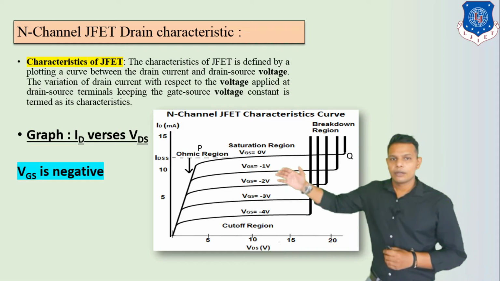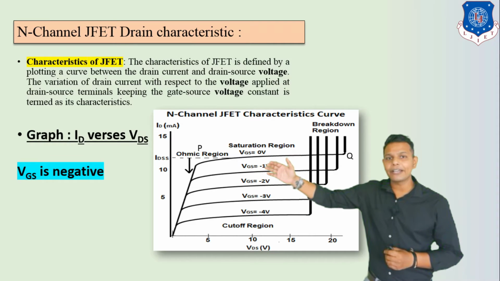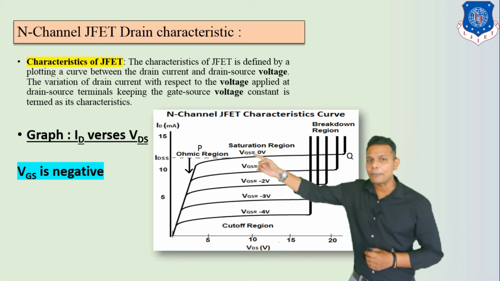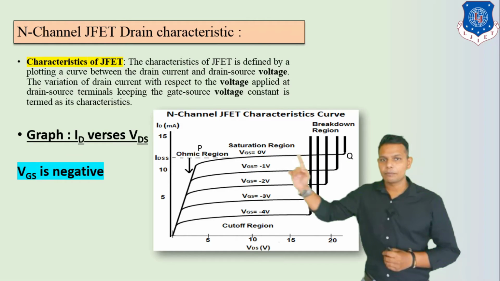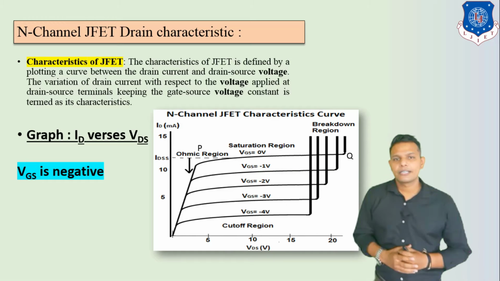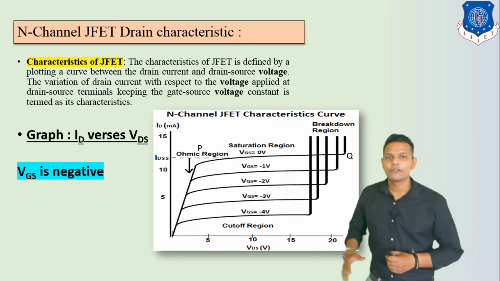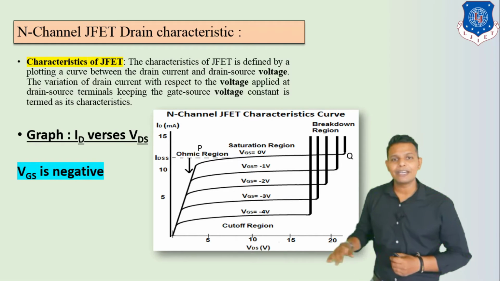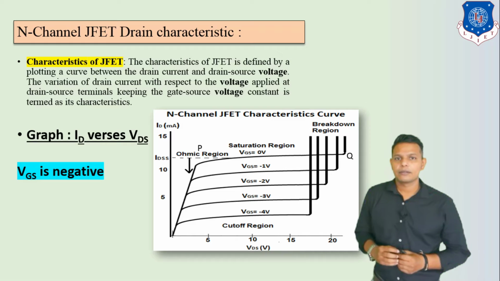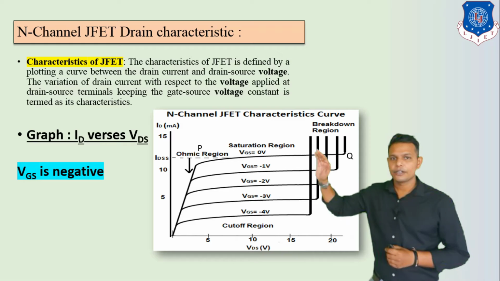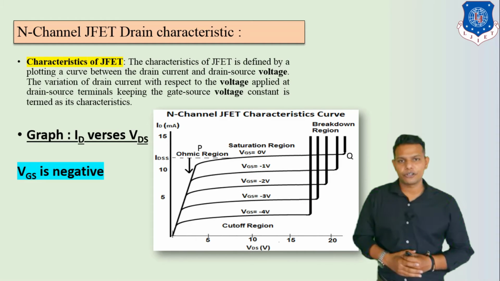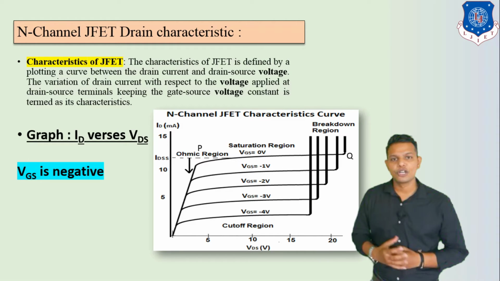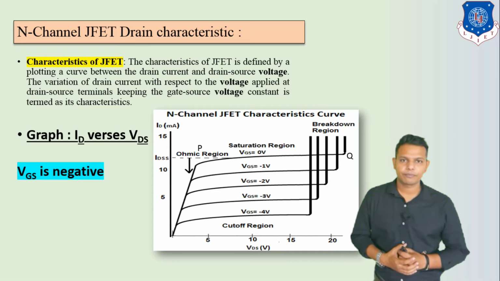Now, after this ohmic region, we can see clearly here P point to Q point. Here we can see from P to Q there is only a slight change in ID with respect to VDS. When we increase VDS, there is a slight change in drain current. That region is known as the saturation region, or we can say the pinch off region.